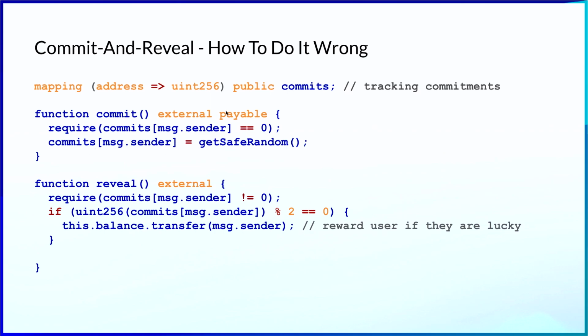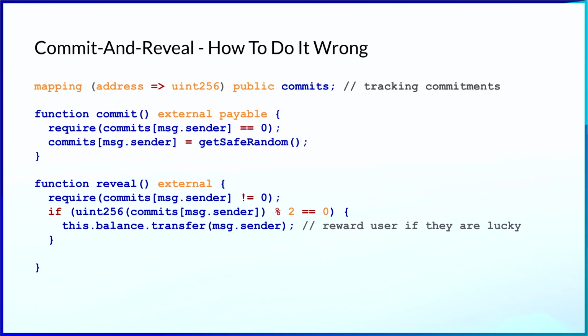And we will take this random number and we will put it in the mapping commits associated with the caller. And then in the second step, in the reveal, that would be called by the same message sender, we check that the message sender has a previous commitment. And then we will take that random number from that commitment, we will take it mod 2, and if the user is lucky, so that number is even, then we will send them the balance of the smart contract.